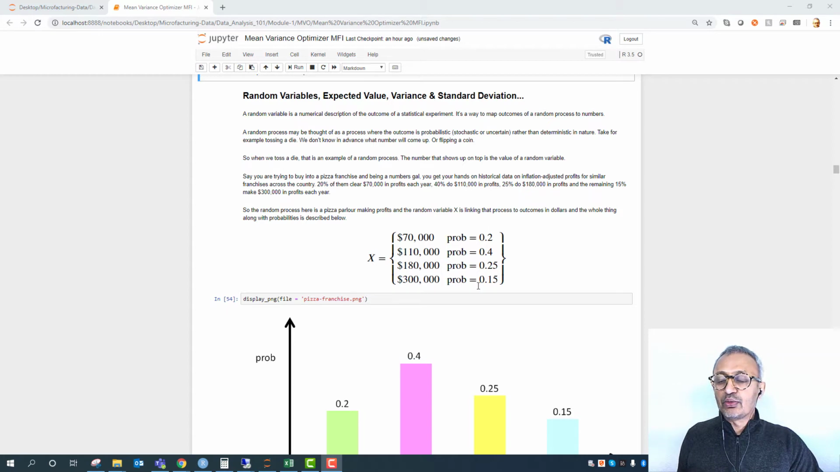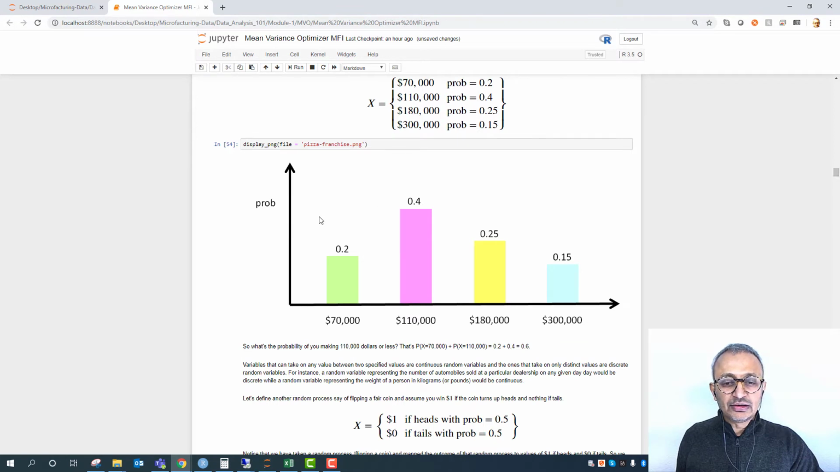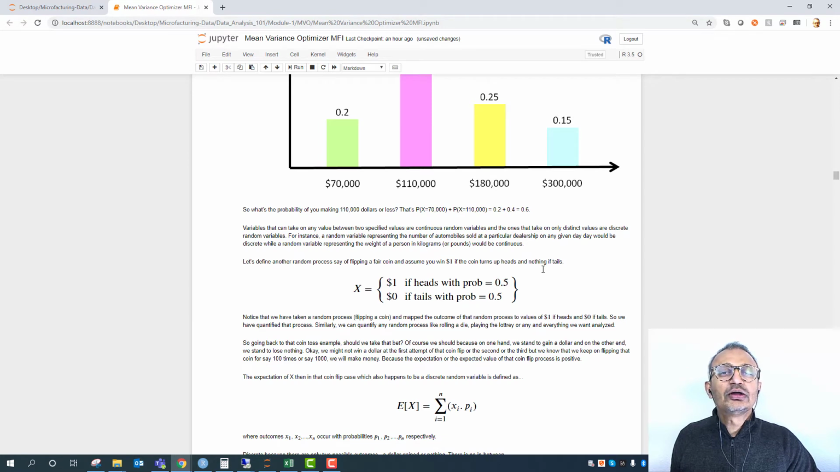And of course there are probabilities associated with that, and graphically we can look at it this way. You have different probabilities associated with different amounts of profits that a pizza parlor makes. So what's the probability of making $100,000 or less if you wanted to go into that business? You add up these two probabilities and you get that number, which is 0.6.